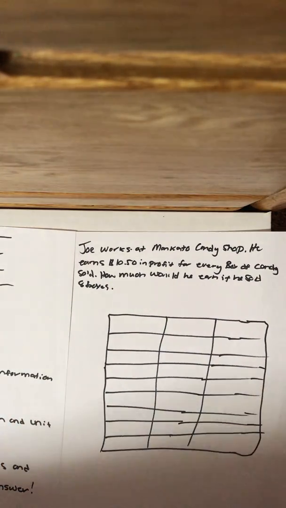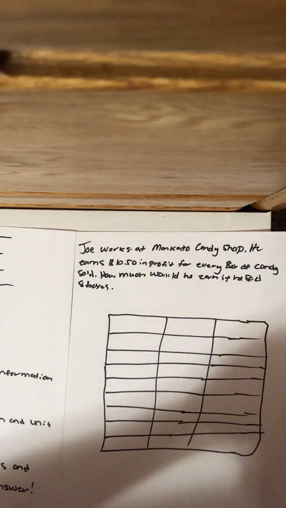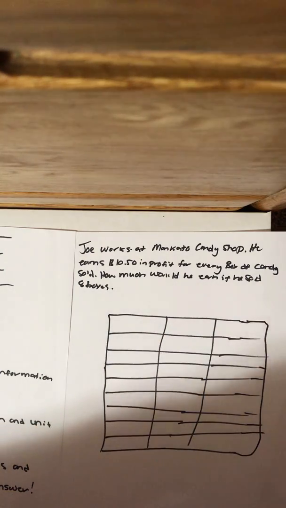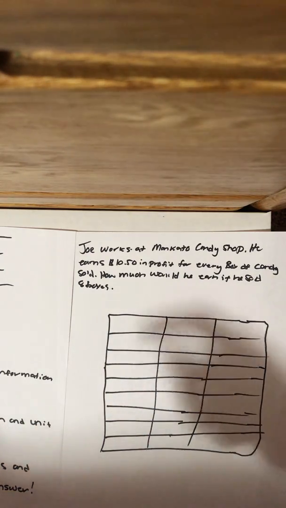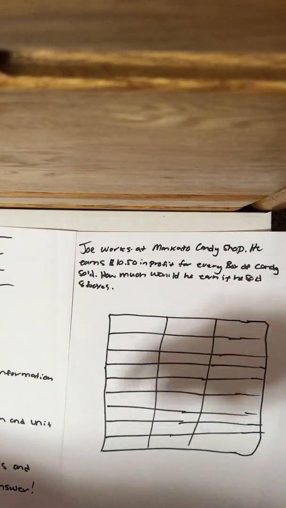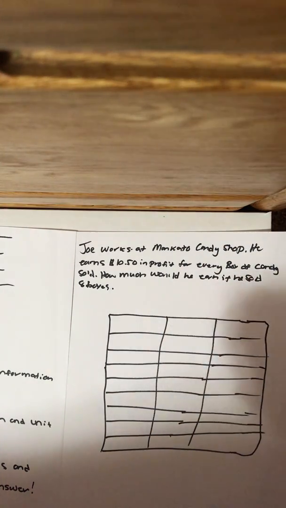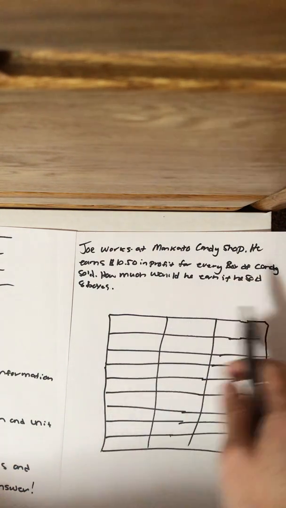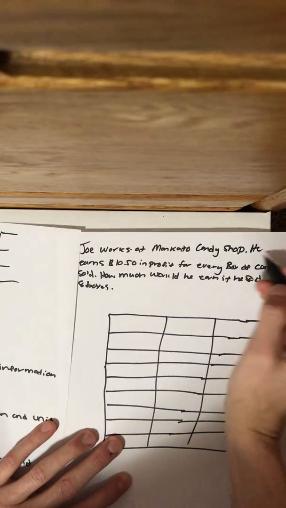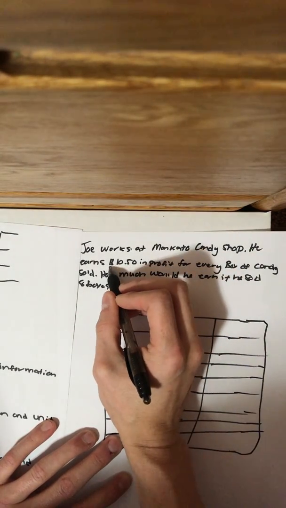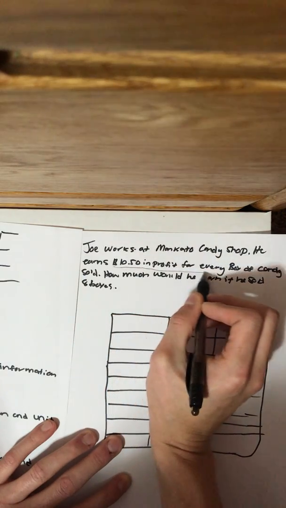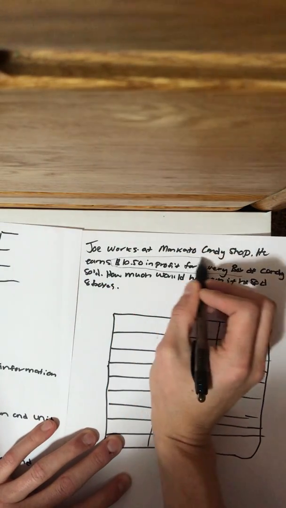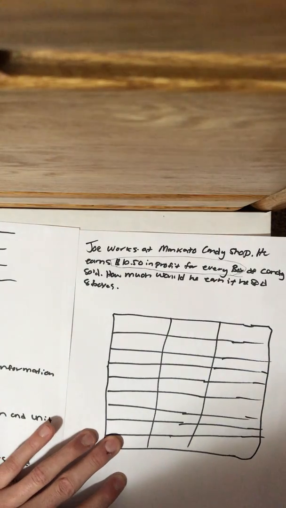Let's take a look at this first sentence here. Joe works at a Mankato candy shop. We don't really need to know where he works. We just know that he works, and that's the most important. So none of the information in the first sentence is really relevant. Next, he earns $10.50 in profit for every box of candy sold. That is relevant information because we need to know how much he makes for each box. So we'll circle $10.50 for every box of candy sold.